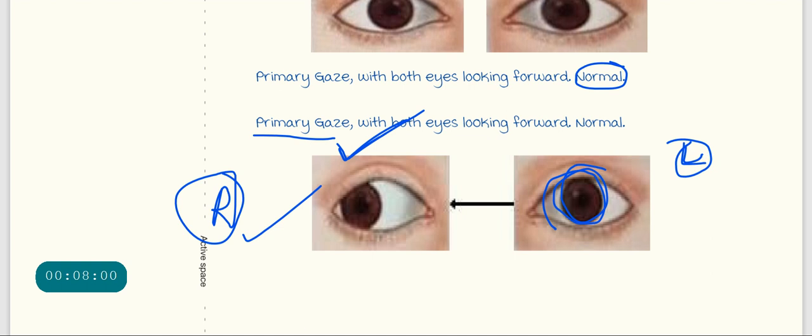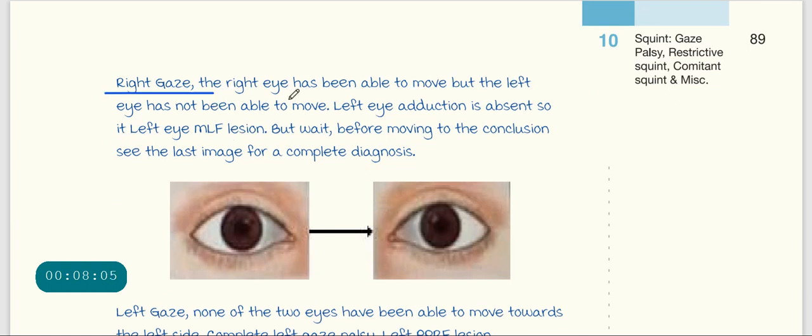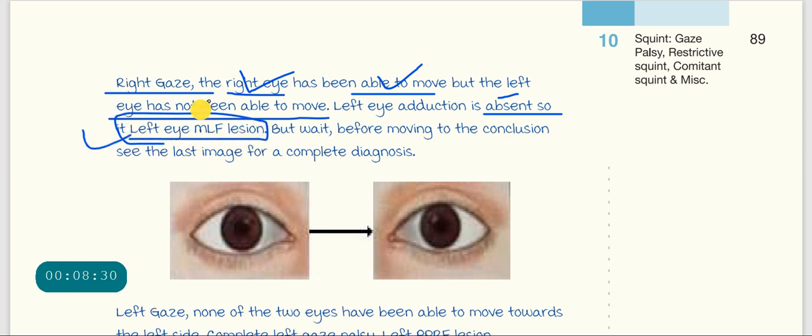Let's see. So here you can see the left gaze, the left eye is not able to move. Okay, the left eye is not able to move, but the right eye is able to move. So here is the abnormality in the left eye adduction, and this is absent, so it is left eye MLF lesion. It is nothing but left eye MLF lesion. Okay, now this was only a movement towards the right side.